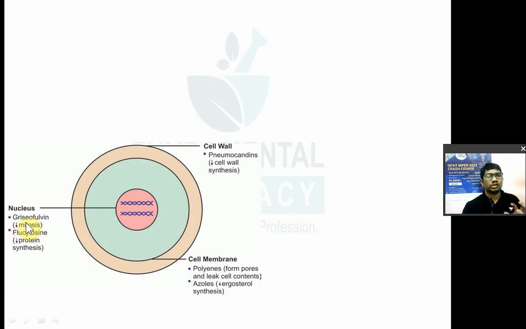Now again, certain antifungal drugs affect the nucleus. For example, the first one is griseofulvin. Griseofulvin will inhibit the mitosis of the fungal cell. It will bind the mitotic spindle and inhibit mitosis, so it will not allow the fungal cell to divide, right? Now flucytosine is an anti-metabolite, a prodrug which is converted into an active metabolite. Flucytosine is a pyrimidine analog and it is converted into 5-fluorouracil, which inhibits the thymidylate synthase enzyme and prevents protein synthesis. So that is an anti-metabolite.